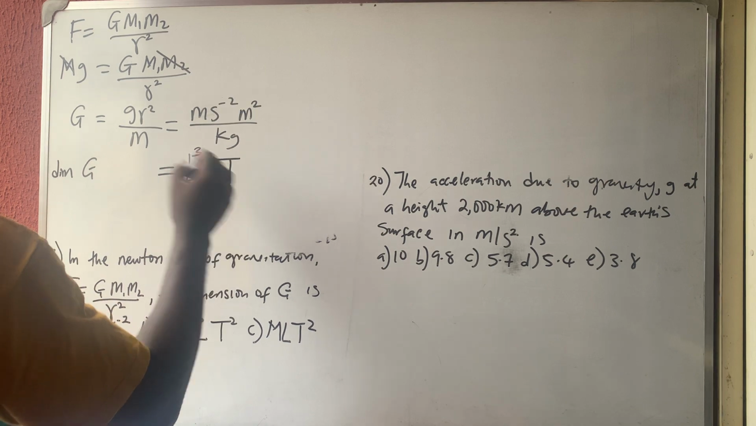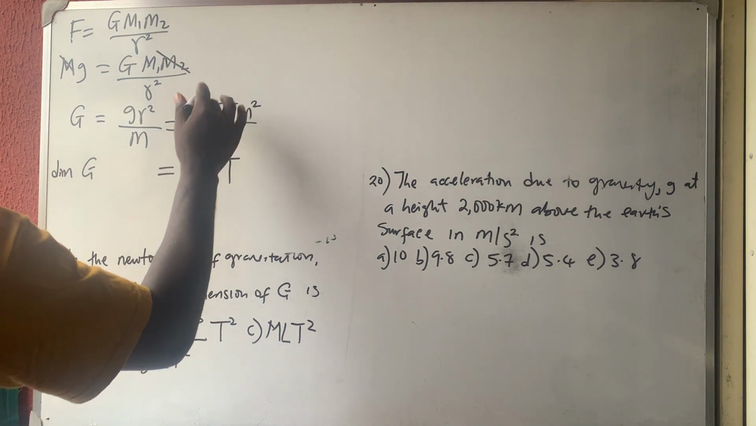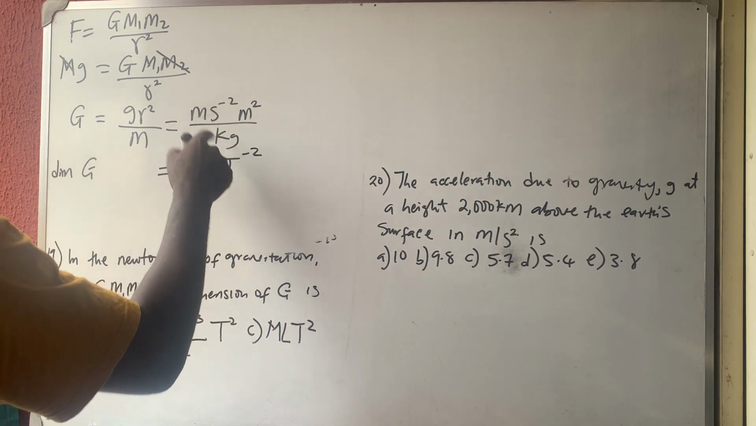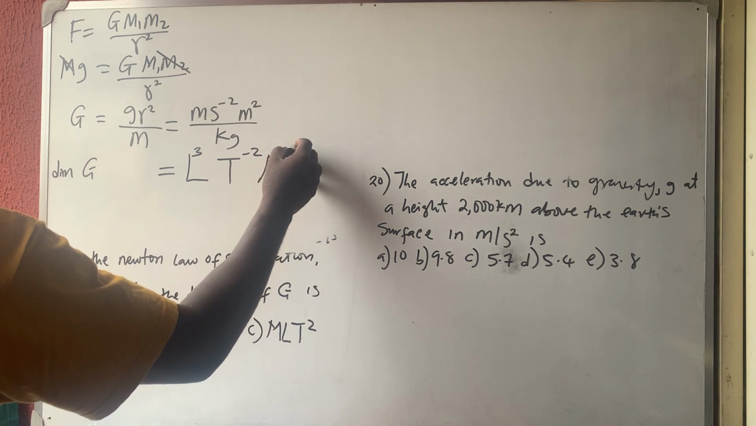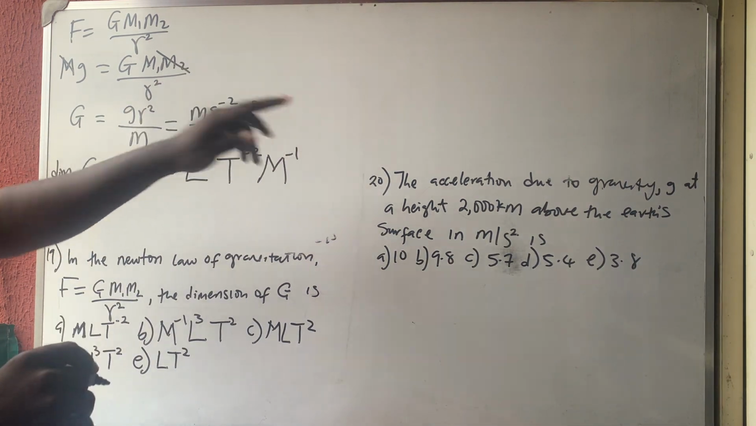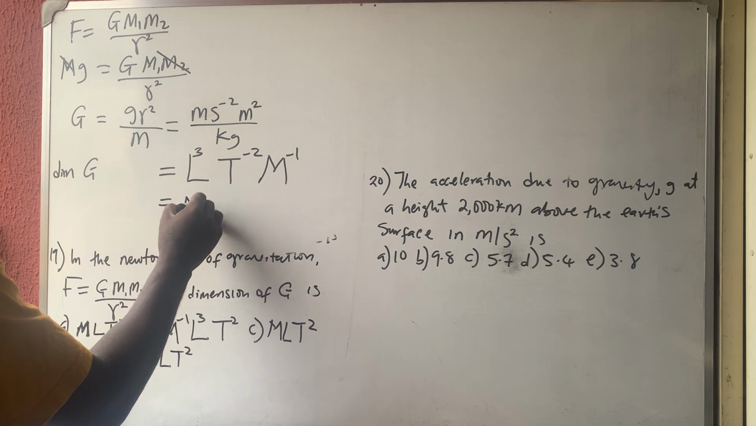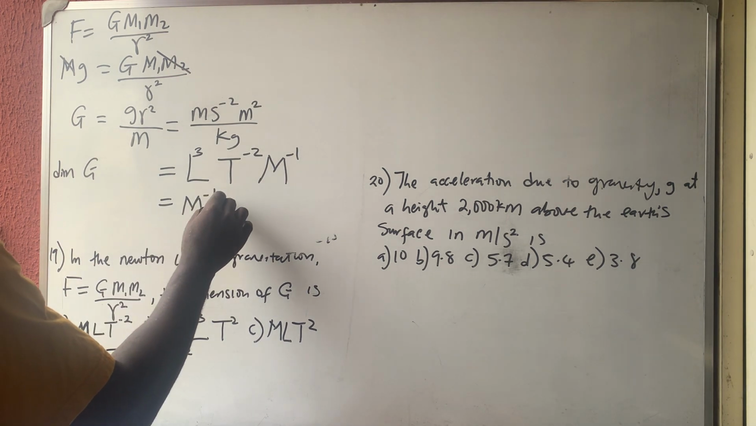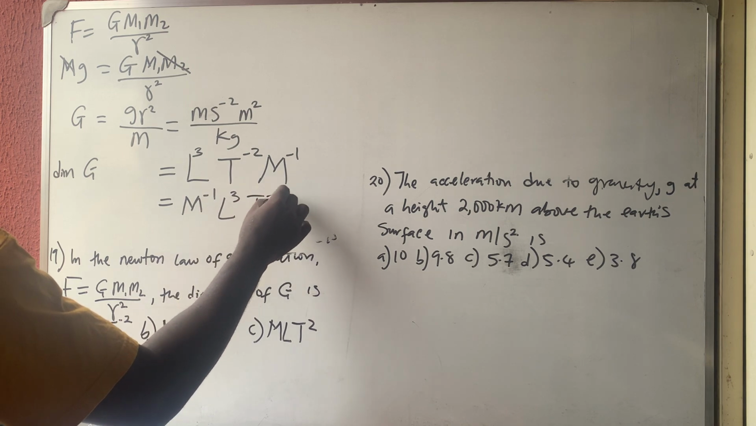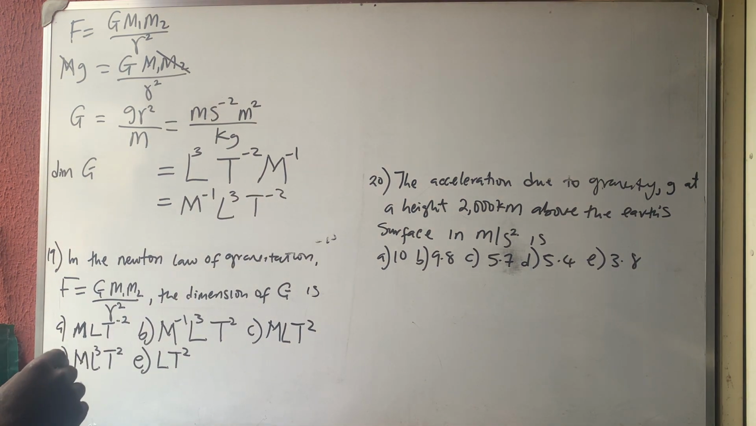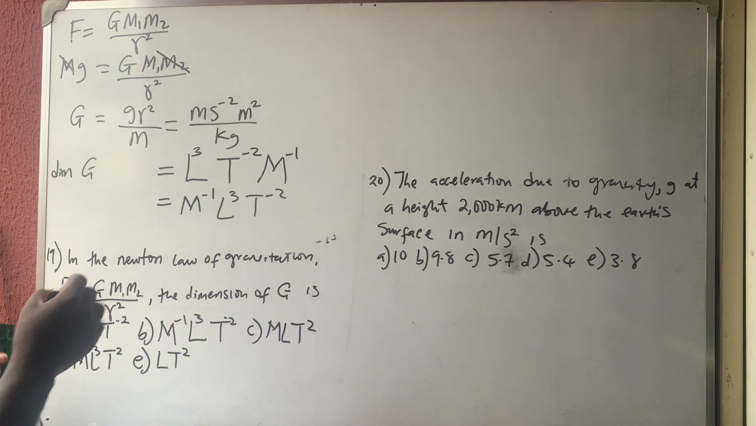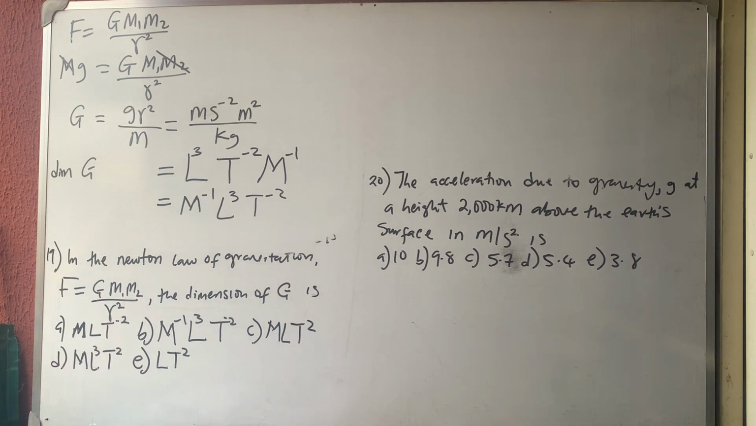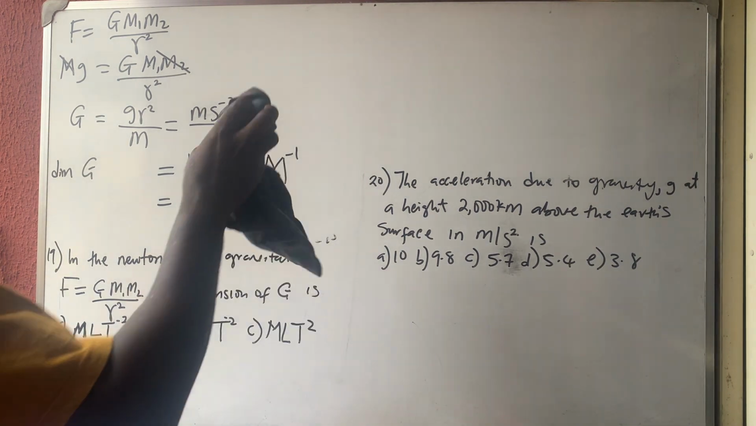Time is seconds, which is like this. Then my mass, because it is down, coming up it will be -1. So if you arrange it very well, you have m raised power -1, l raised power 3, and t raised power -2. So that is that. So the answer is B.